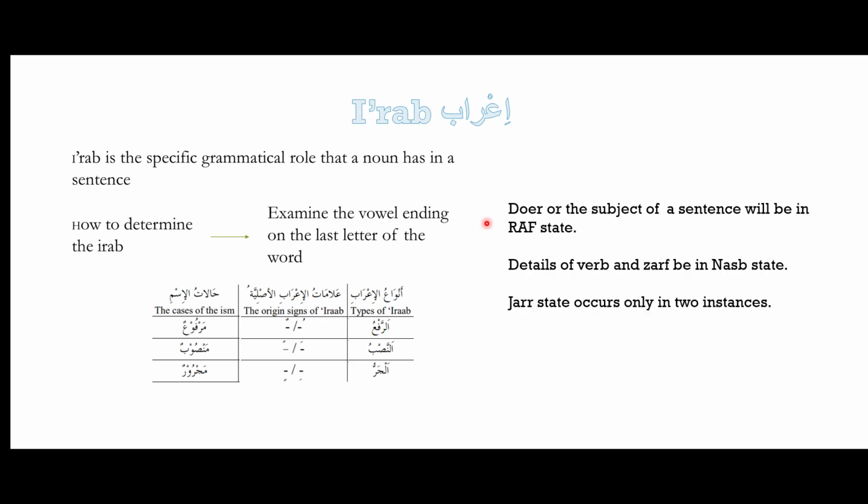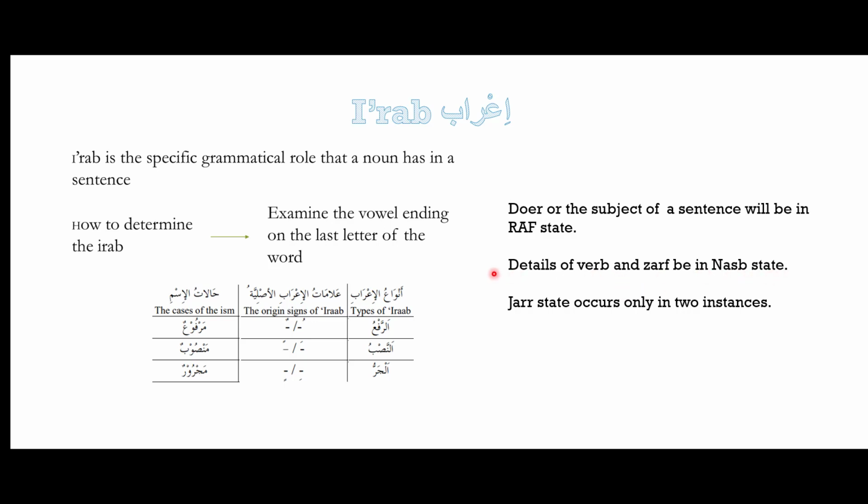So there are three rules. The doer of an action or the subject in a sentence will be in raf state. Whenever we write a sentence, and we have to place a subject of a sentence or the doer of an action, we have to place that word with this ending, damma. In a moment, we'll go over some examples. First, note the rules here, and the details of the verb and zarf will be in nasb state.